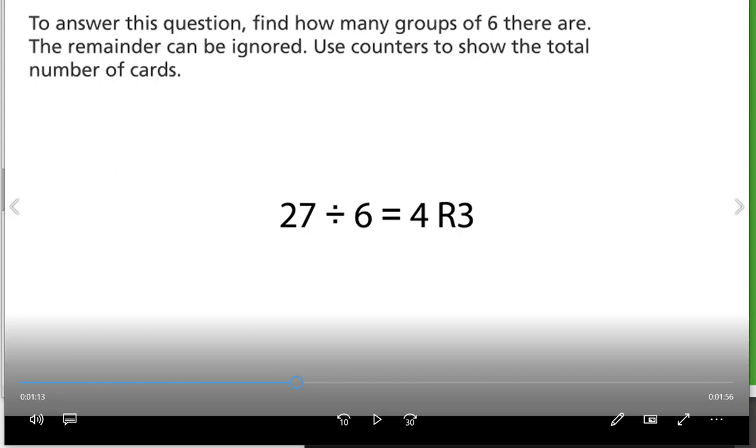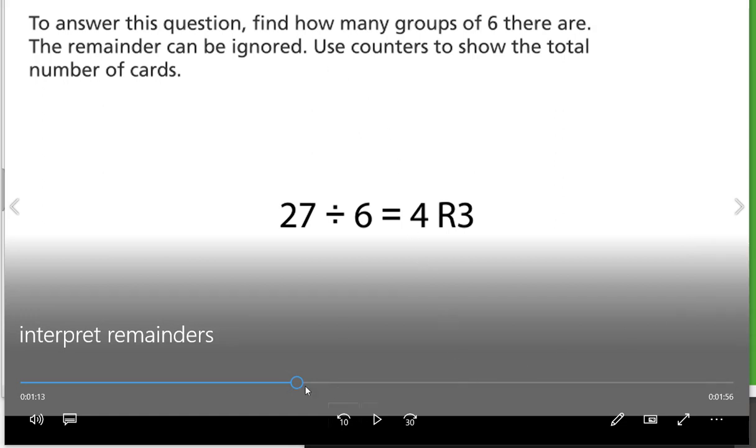Yes. Okay, my hero. 27 divided by 6 equals 4, and we have 3 left over. So, how many groups of 6 are there? I don't hear well. You cannot hear me? Okay, just a second. Now you can hear me? Correct. Okay. How many pages should he use?